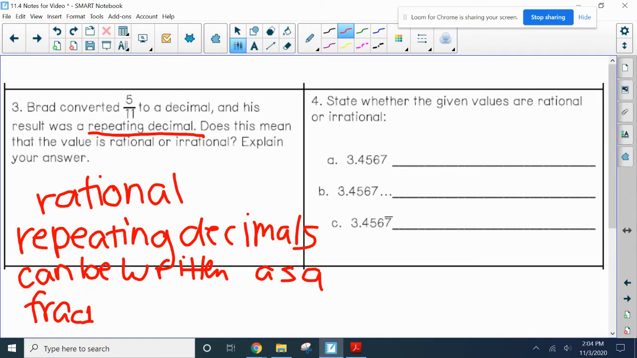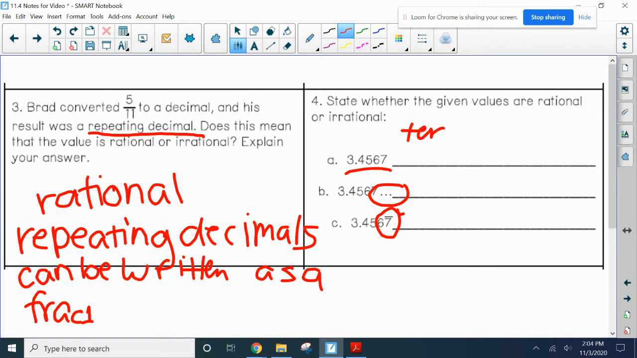All right, so now it gives us a couple more values. And if you look, they're all super similar. They all have 3.4567, but they have some different stuff. So look at these and tell me what you think you see that makes the 3 of these different. Well, this one, I see a repeating bar. This one, I see our ellipsis, or our dot, dot, dot. And that first one just ends. Well, this is a terminating decimal.